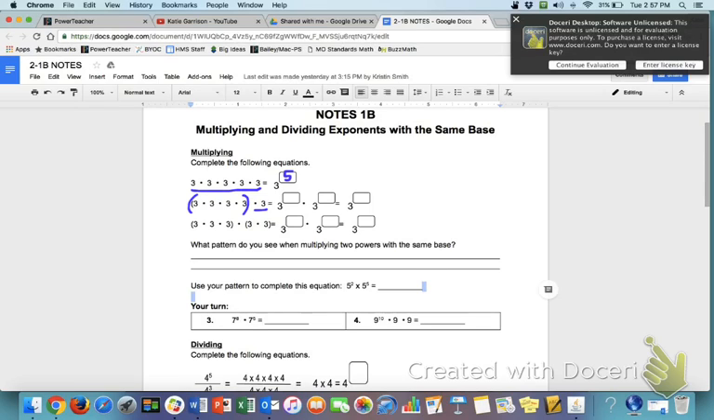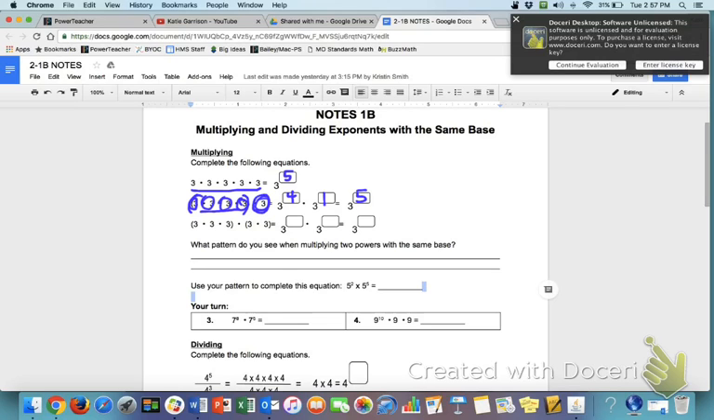So in the first grouping, I see 4 threes. So the first one is 3 to the 4th power, and it's multiplied by 3 to the, there's only one more here, so 3 to the 1st power. And if you have 3 to the 4th and 3 to the 1st, then that's a grand total of 1, 2, 3, 4, 5 threes. So 3 to the 5th power.